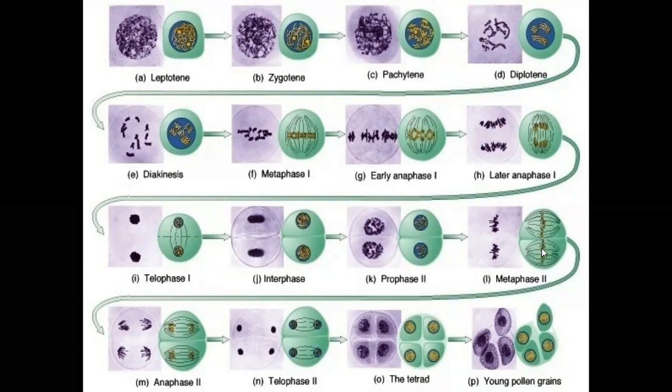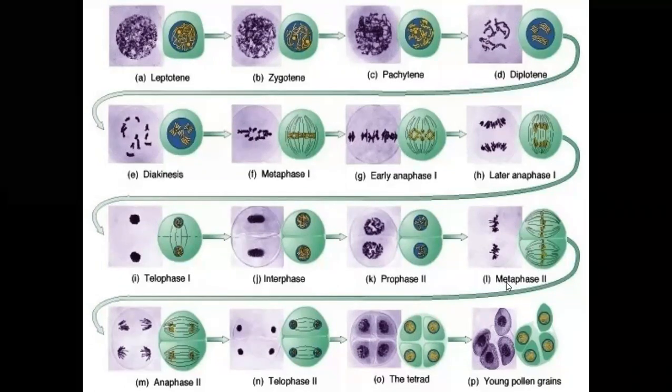The cell plate is formed at the center region of the cell. On the cell plate, the diploid or bivalent chromosomes are arranged, on the central or middle portion of the cell. This phase is called metaphase 2.